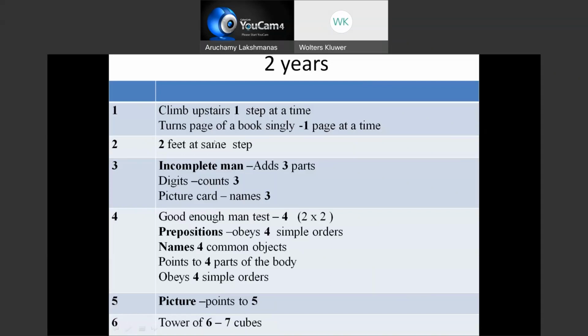So even if somebody asks the question, what are the developments of 2 years? You can remember 1, 2, 3, 4, 5, 6. It will be easy for you to remember: 1 step at a time, 1 page at a time, 2 feet at the same step, digits 3, picture card 3, like that. So it will be easy for you to remember.